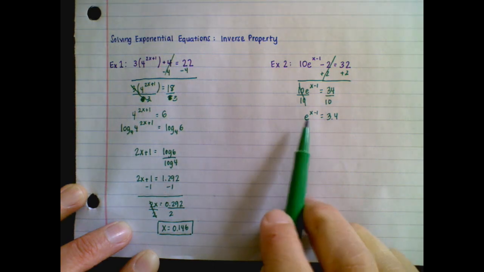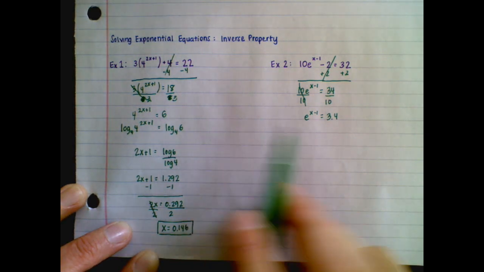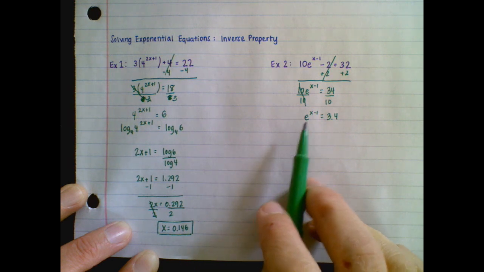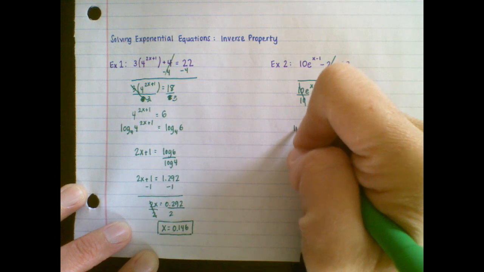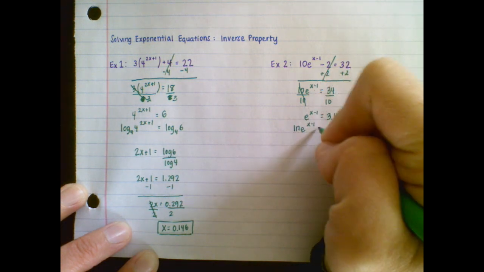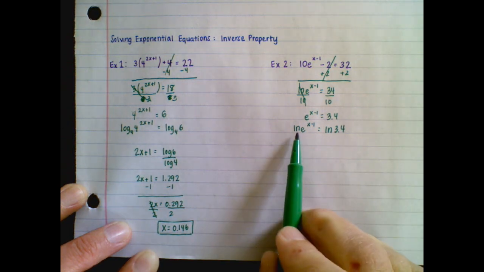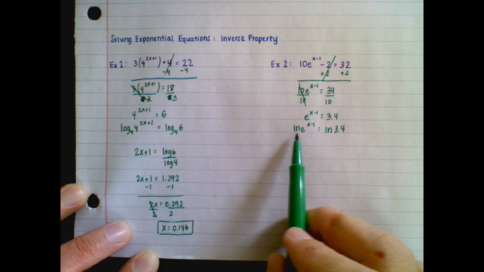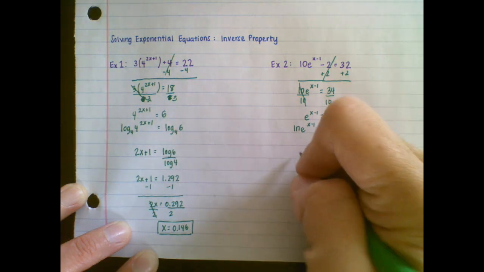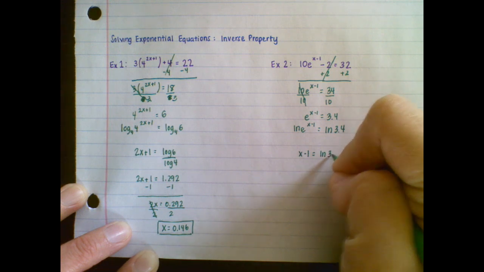And then I need to undo this base of e. It's a little bit different than the process in the last example. To undo base of e, I'm going to take the natural log, or the ln, of both sides. So ln of e to the x minus 1 is equal to ln of 3.4. Again, whatever I do to one side, I have to do to the other side. This ln and e, that's our inverse property that undoes itself. So we're left with x minus 1 on the left-hand side equal to ln of 3.4.